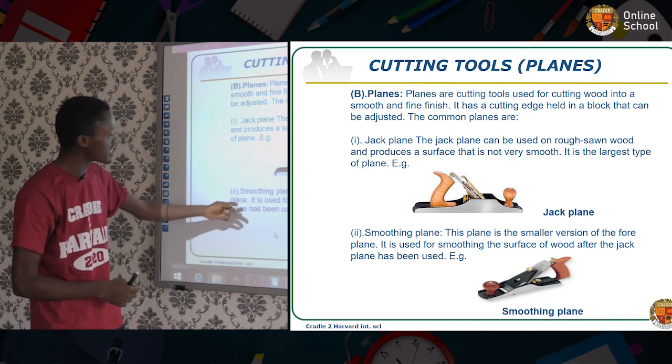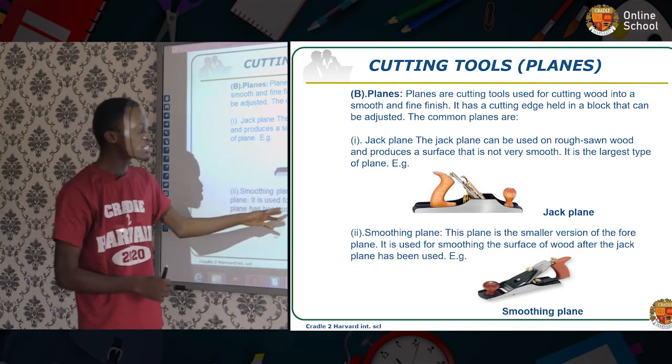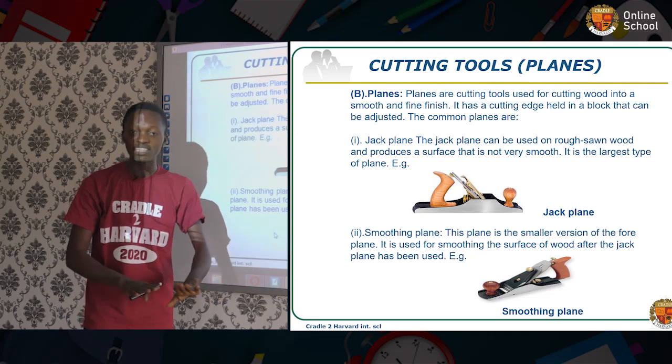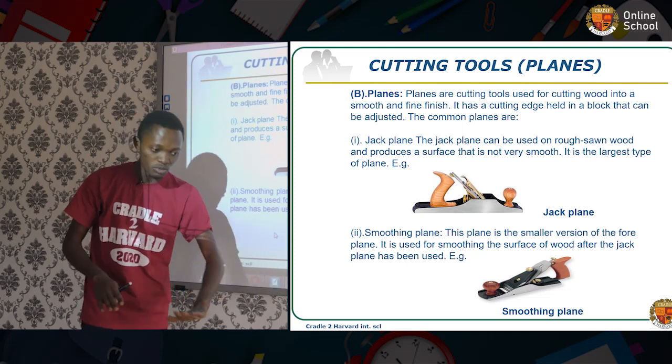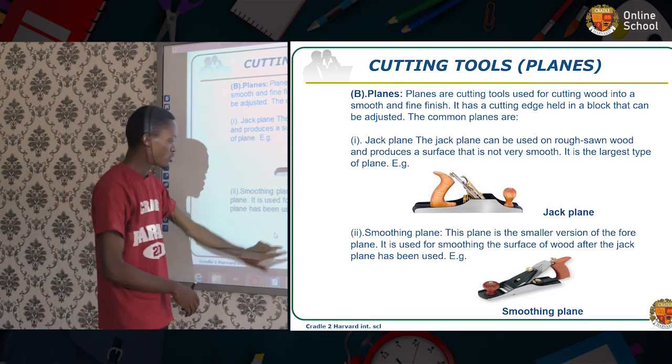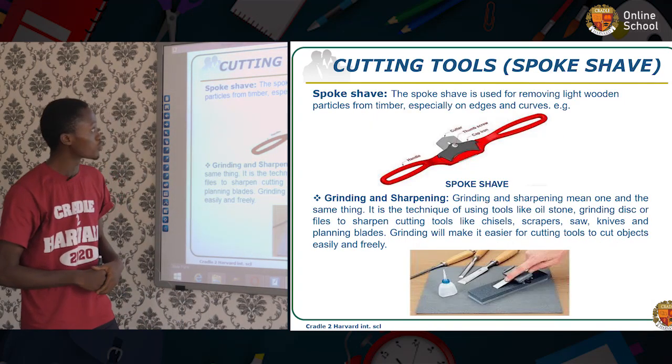The next we have is the smoothing plane. Like I said, this smoothing plane, the job is to make it smooth and give it an accurate finishing. You know, you have the leveled surface, smoothing out, and so the rough edges are out.